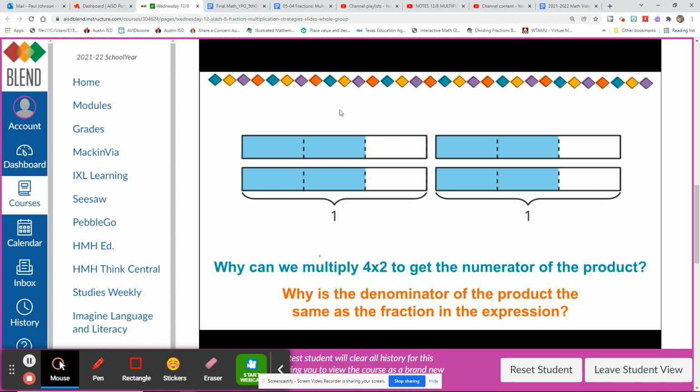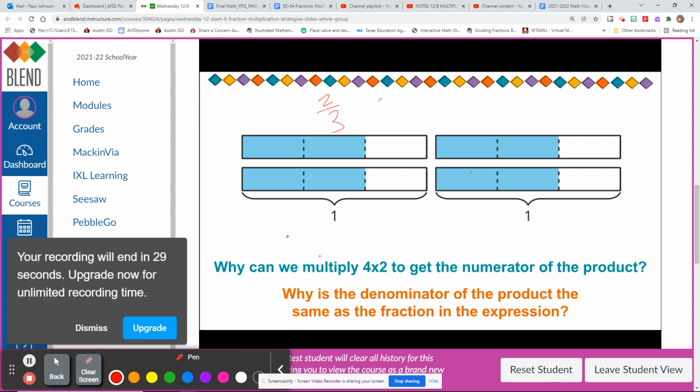So just review. Okay, we can do 4 times 2 because what we're looking at is 2/3 four times, right? And according to May in our previous problem, all we have to do is multiply the numerator times the whole number, 2 times 4 equals 8, and then keep the denominator the same, which would be the same as if we put the 1 in the denominator position. So it is 8/3.